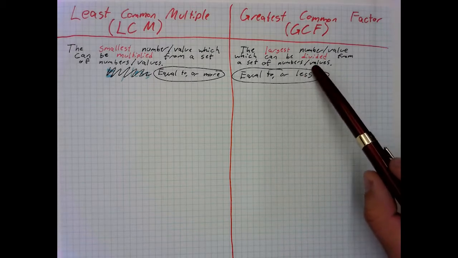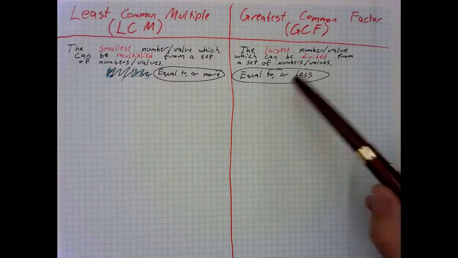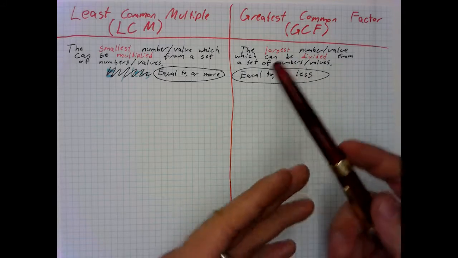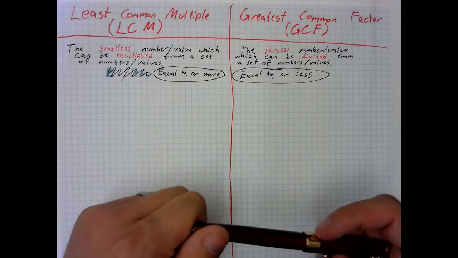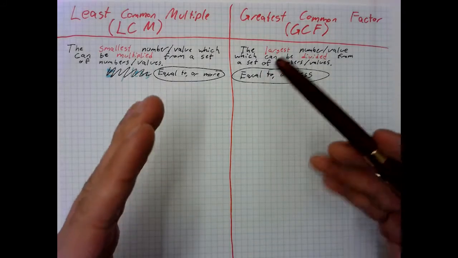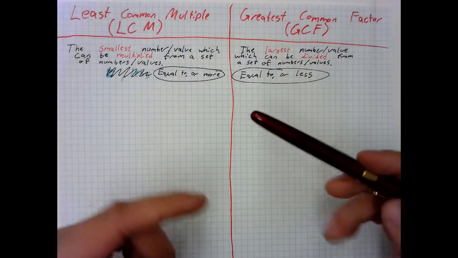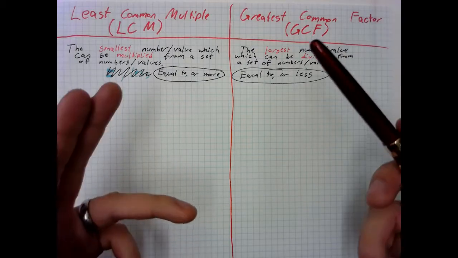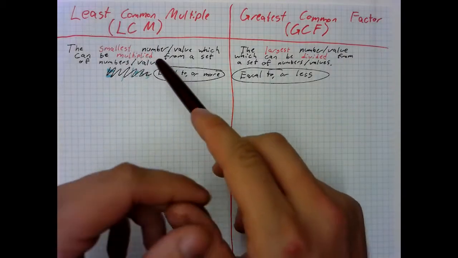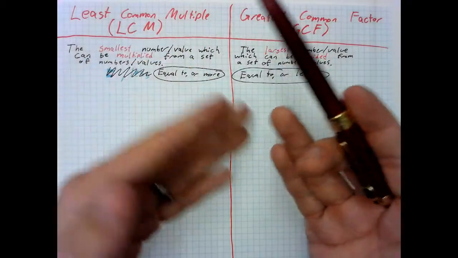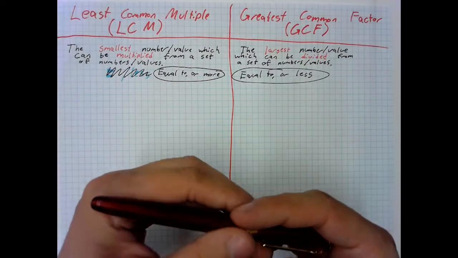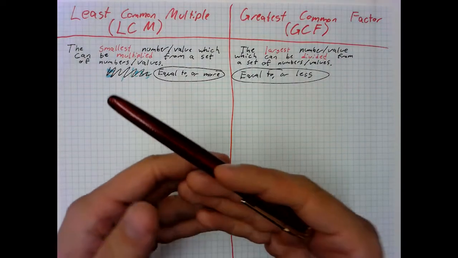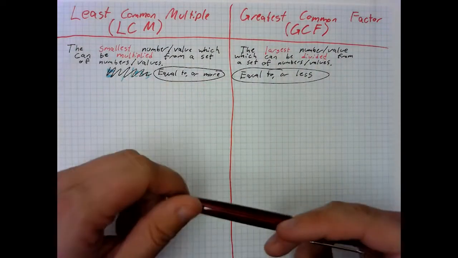The reason that GCF can be equal to or less is that with division, if you divide by 1, a number might not actually change. But if you divide by any whole number other than 1, your answer will end up becoming smaller and less. Versus for multiplication, again, excluding multiplying by 1, your answer is always going to be larger, assuming you are using whole and positive values.